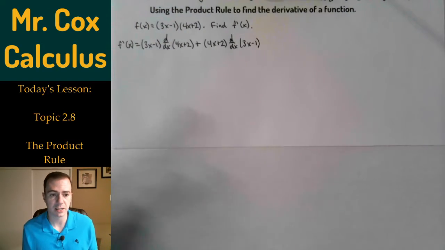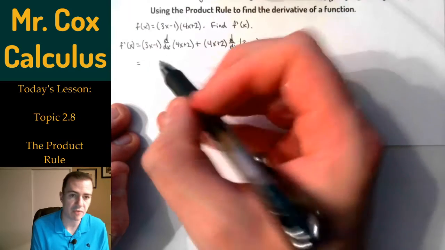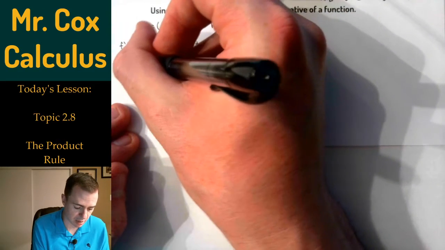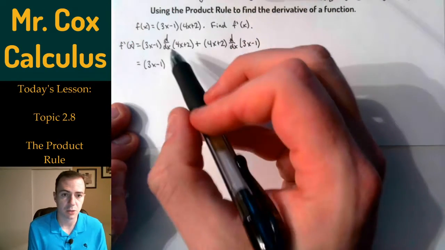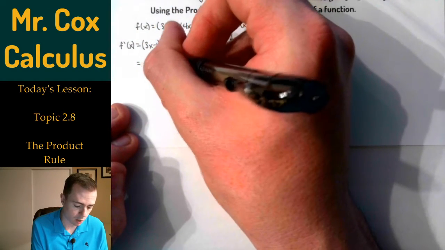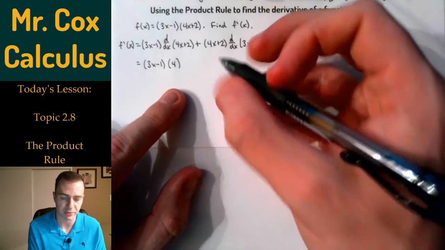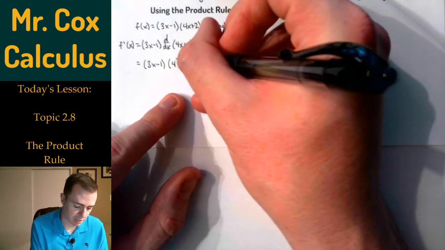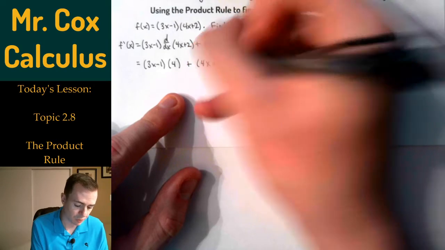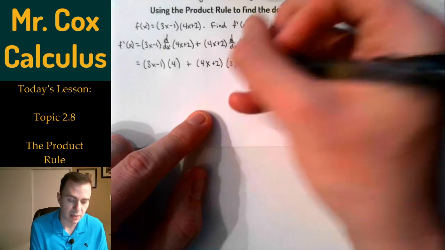So now let's do some simplification and actually take some of these derivatives. So f prime of x equals, again, 3x minus 1 times the derivative of 4x plus 2. Well, the derivative of 4x is 4, and the derivative of the constant 2 is 0. So I get 3x minus 1 times 4, plus I'm going to keep 4x plus 2, times the derivative of 3x minus 1, which is simply 3.